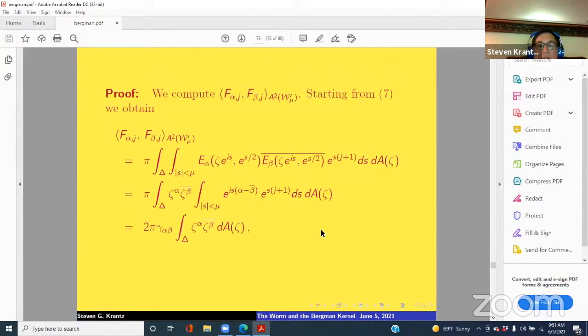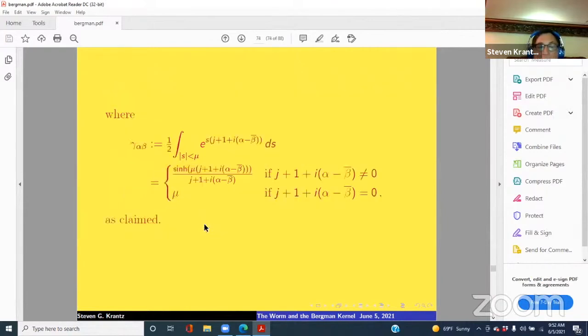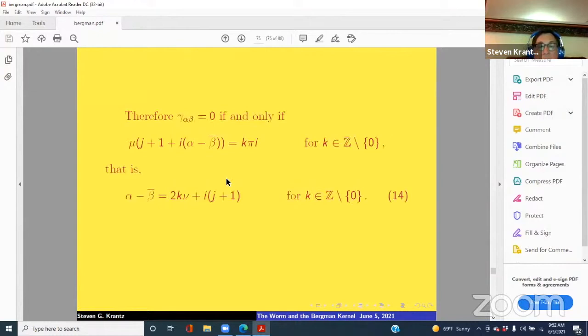So you can imagine proving something like this is just a calculation. And here's the calculation. You can see here, writing out the definitions of the E's, and this simplifies to this. And here gamma sub alpha beta is equal to this expression, which calculates to that. And therefore gamma sub alpha beta equals 0 if and only if mu times (j plus 1 plus i(alpha minus beta conjugate)) is an integer multiple of pi i, that is to say alpha minus beta conjugate is 2k nu plus i times (j plus 1).